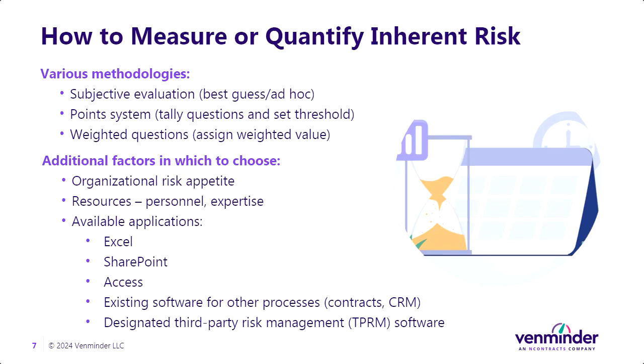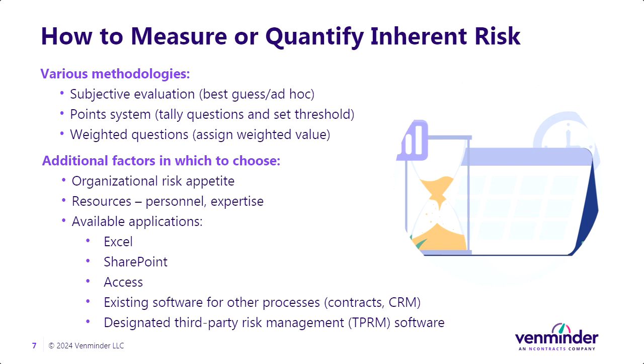So you need to determine how you're going to measure or quantify the inherent risk of your vendor. And here are three methodologies to consider using. One is a subjective evaluation or a best guess. Another is a point system where you tally questions and set a threshold. And the third is the same point system, but with weighted questions. So you're going to assign weights to higher risk questions. The weighted questions one is certainly the most comprehensive of the three, and one that should provide a good, fair inherent risk assessment of the vendor.